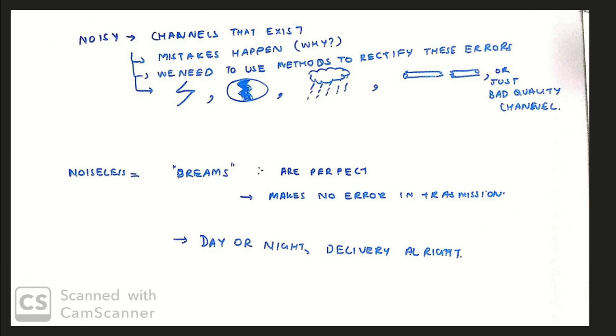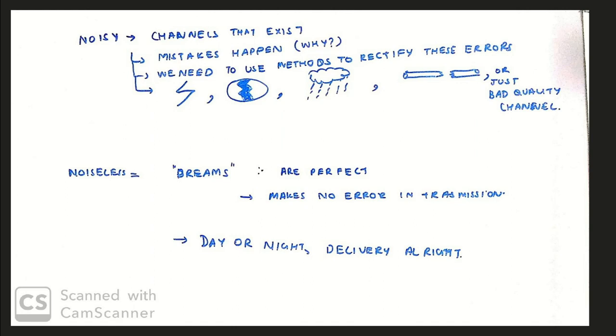Noiseless channels are like dreams. They are perfect and they are non-existent. In noiseless channels, the transmission faces no error, and a very simple code for the noiseless channel is day or night, delivery all right. But that is not very possible.